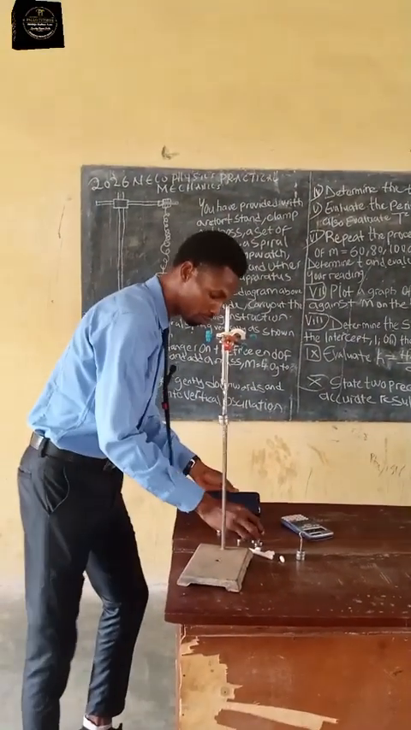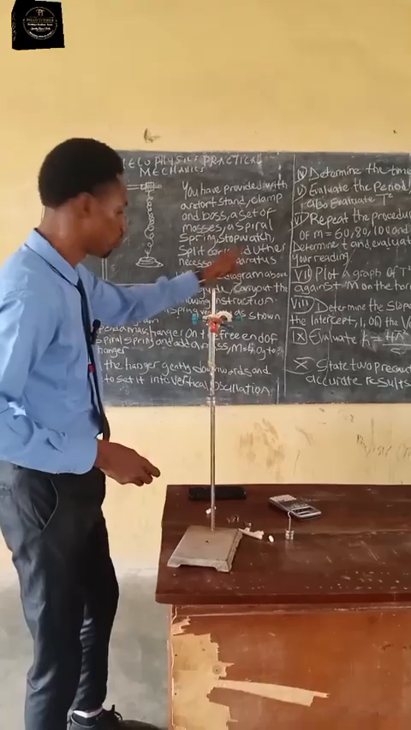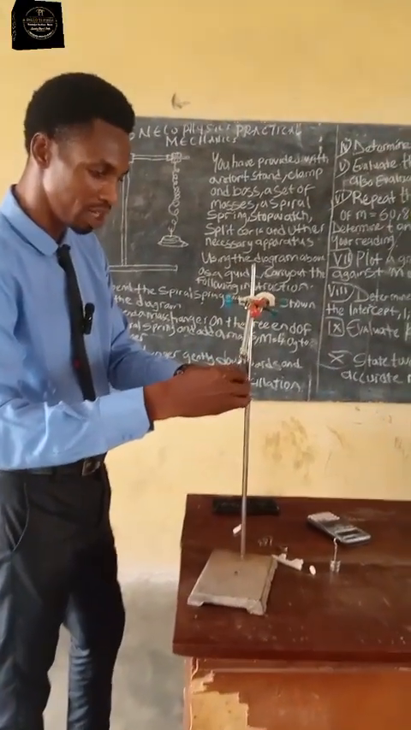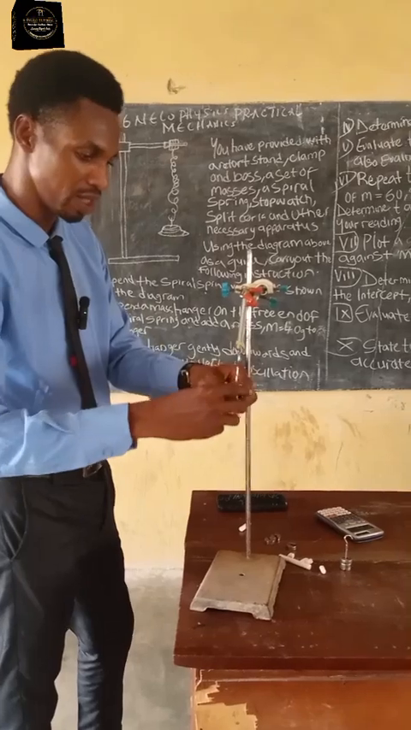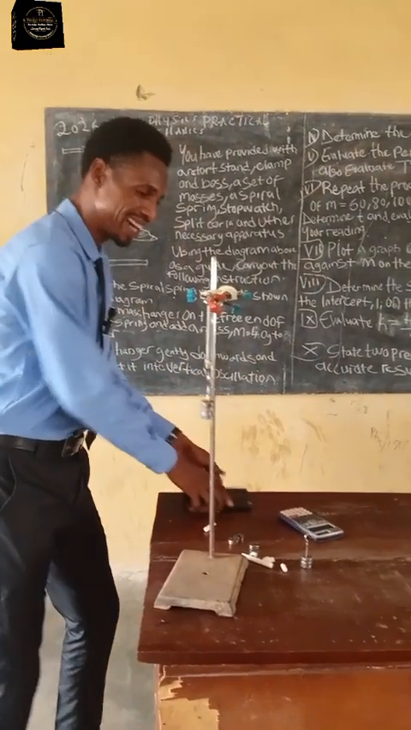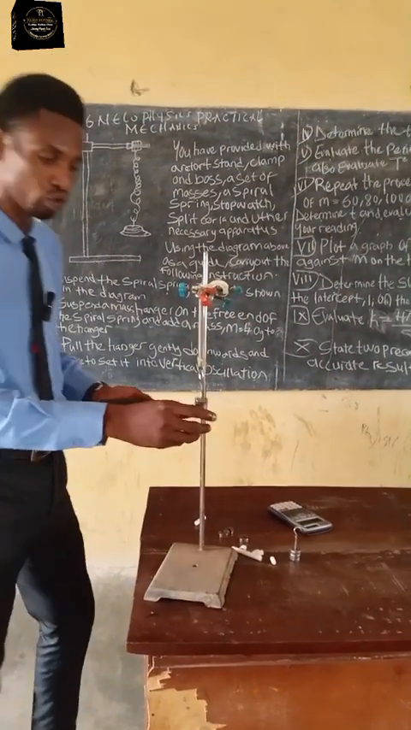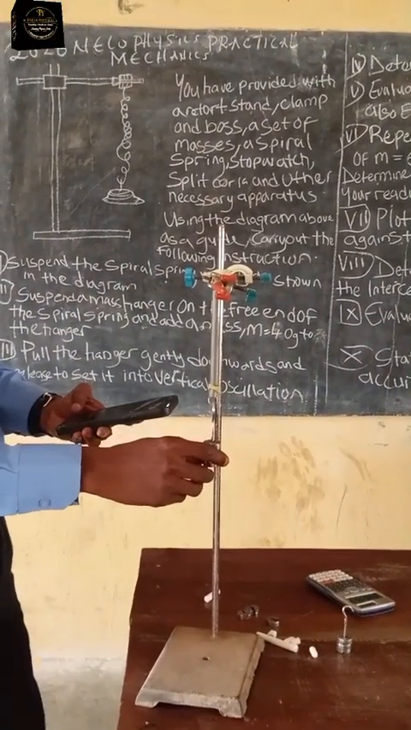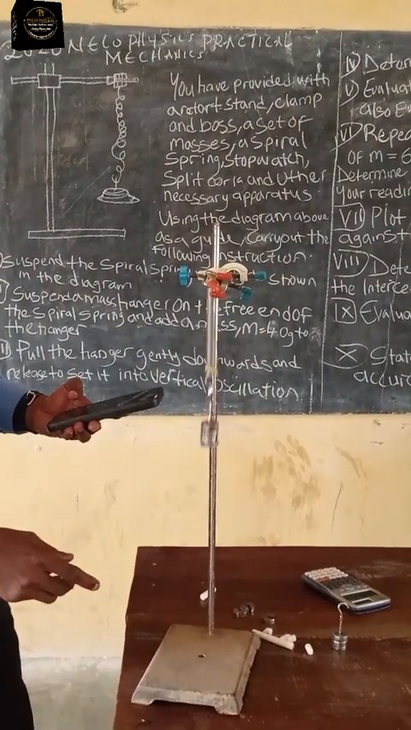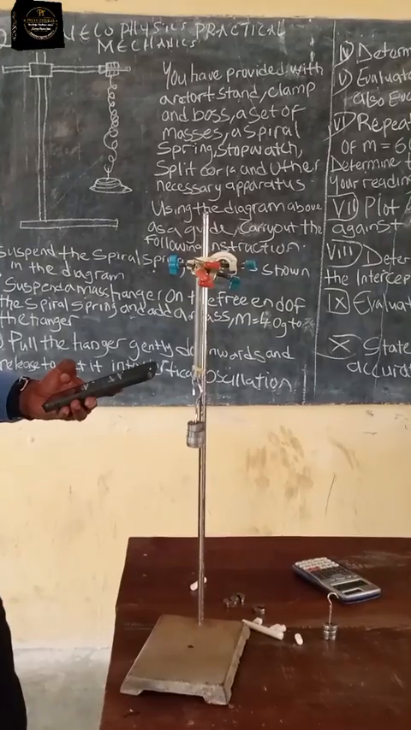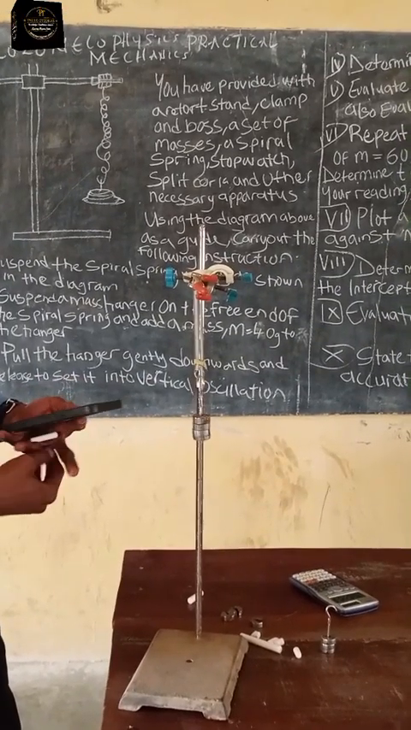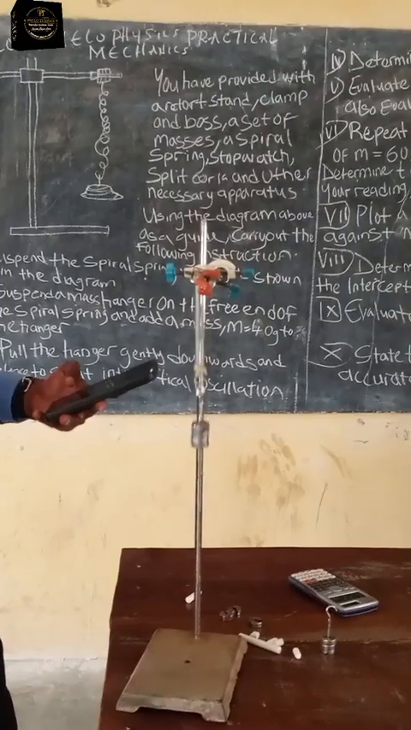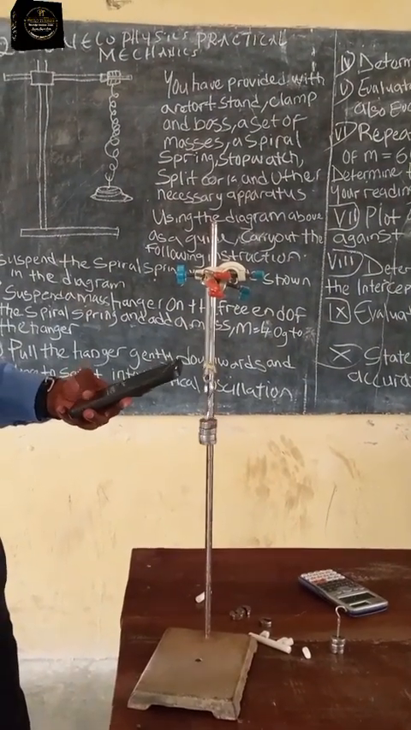So I'll do for the next one, 60. I'll add another 20 to become 60. So this is my 60 now. I added another mass now. I want to make it oscillate for 20 oscillations. So I'm going to start now. 1, 2, 3, up to 20.